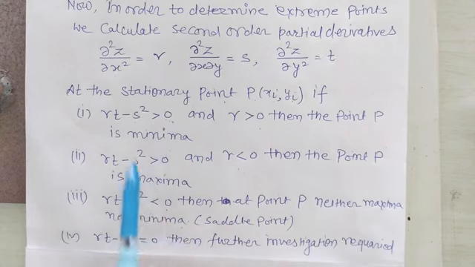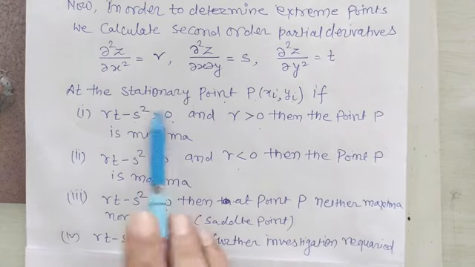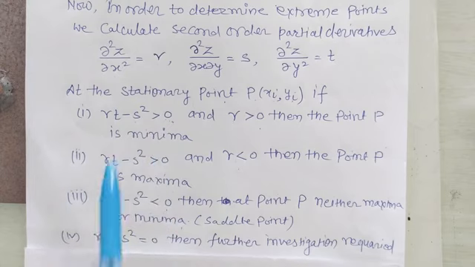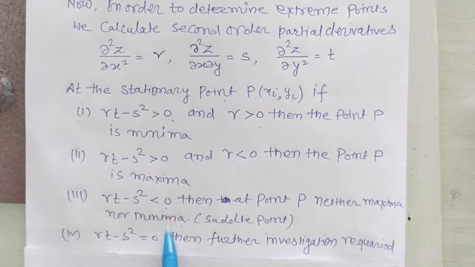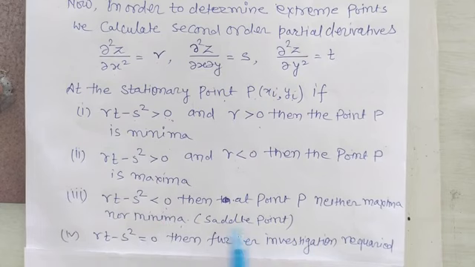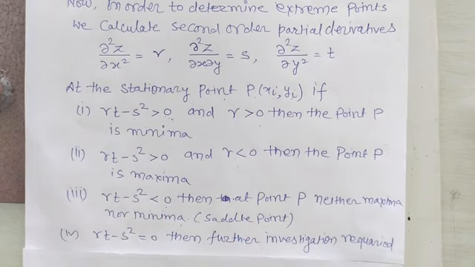If rt minus s square is not positive, then there may be a saddle point or further investigation is required. So this is the process of finding maxima or minima of two variable functions. Now let us discuss an example of maxima and minima of a two variable function.